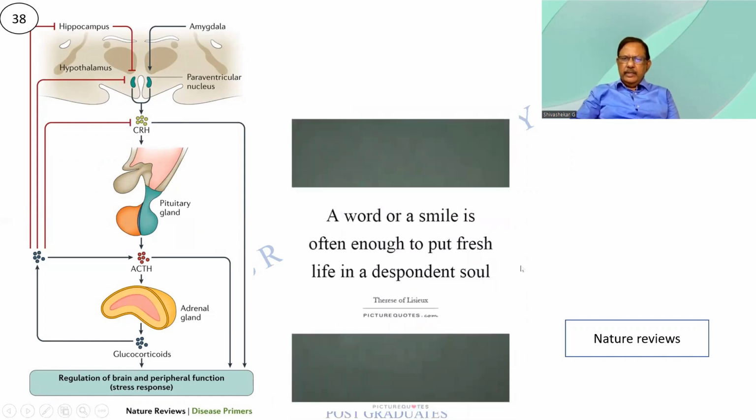A word or a smile is enough to put fresh life in a despondent person.